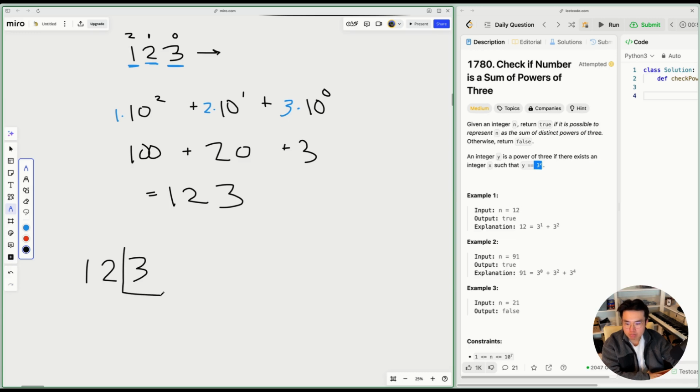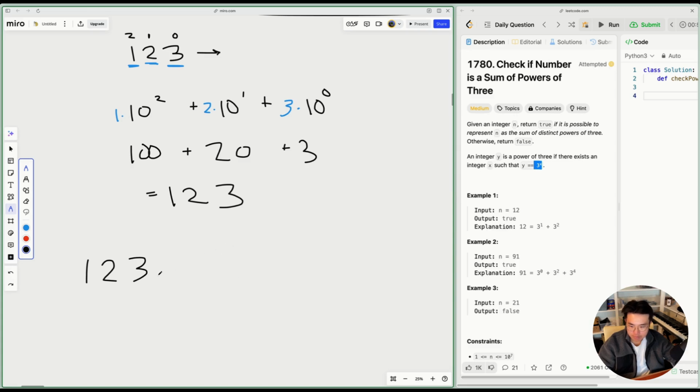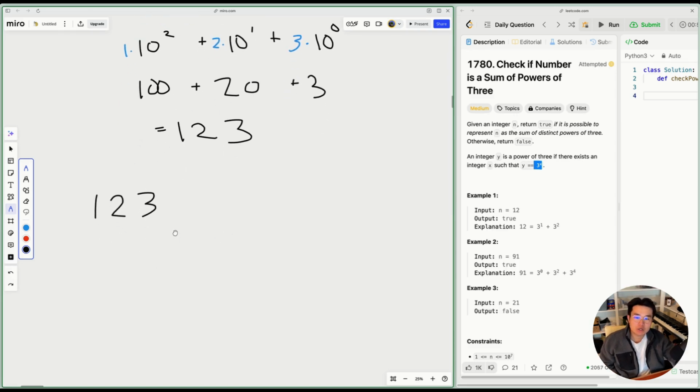Furthermore, if we had a number like 123 and we mod by 10, it will give us the last digit. And if we divide by 10, it gives us the remaining part. We can just take off the 3 because we're done processing it, and 123 divided by 10 is just 12. With that being said, we could do something very similar with a base 3 number.